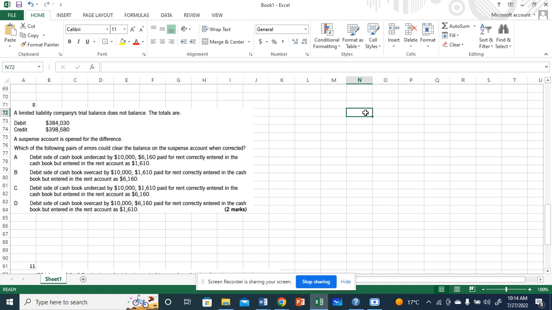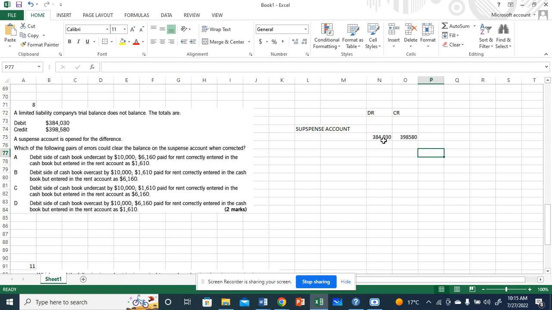So we also have to visualize this. Let's make a simple trial balance. It's telling us that our debit side is lower. We have 384,030, and our credit side has 398,580. They're different, so we have to open up a suspense account. Since the debit side is the lower side, when we get the difference between these two amounts, we put it on the debit side.